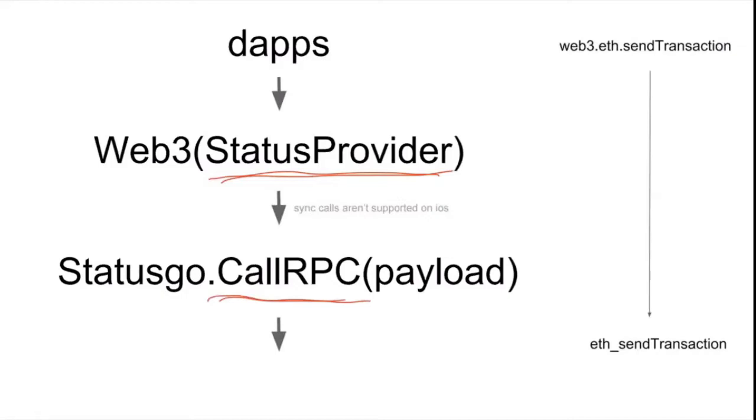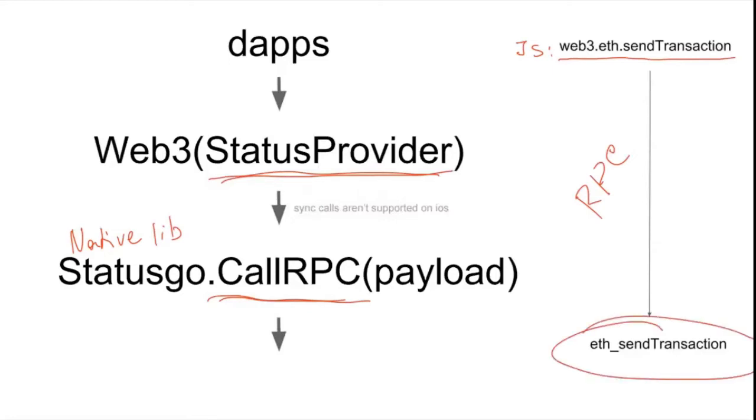This one is a native library, and this provider just calls this method. So essentially, when you call anything in JavaScript that looks like web3.ethereum.sendTransaction, it actually gets translated into an RPC call in JSON with a method name like Ethereum_sendTransaction. That's what I want to focus on in the first part of this presentation.